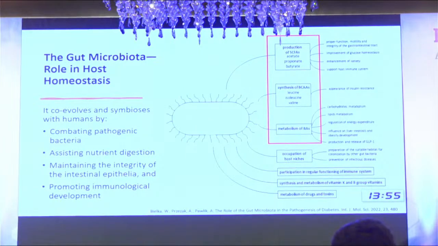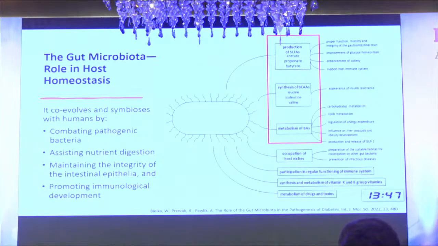Now this is how I'll take you through. You have so many gut microbiota, the number of which is equivalent to the number of human cells in the body. What these microbiota do is produce short chain fatty acids like acetate, propionate, and butyrate, and they help in proper functioning, motility, and integrity of the GI tract. They improve glucose homeostasis, enhance satiety, and also the synthesis of branched chain amino acids, which is responsible for the appearance of insulin resistance, and also metabolism of bile acids, which take care of carbohydrate metabolism, lipid metabolism, as well as regulation of energy.